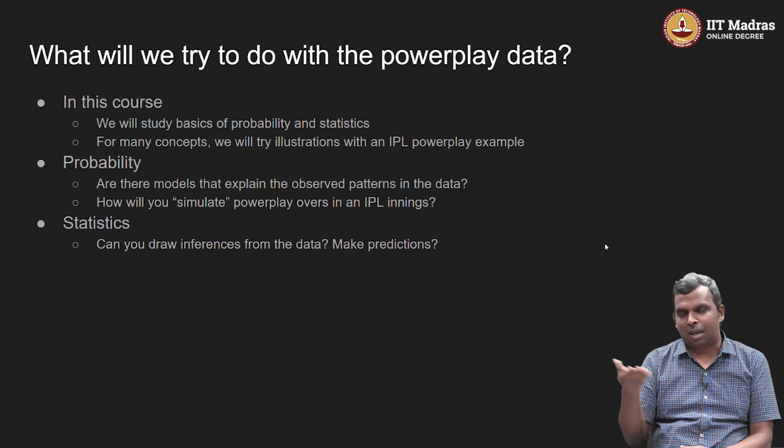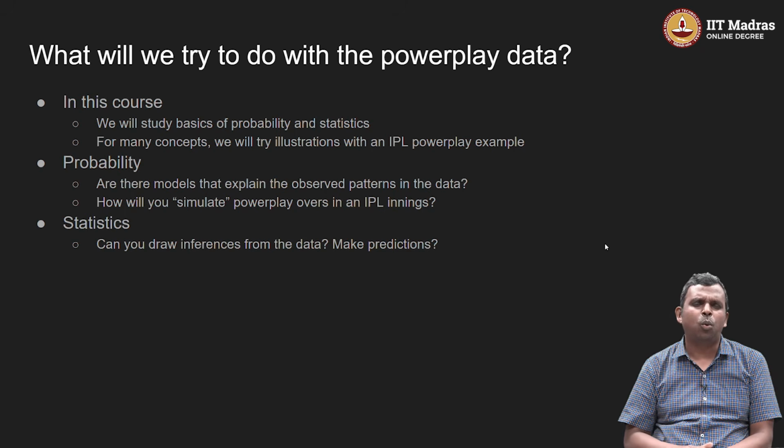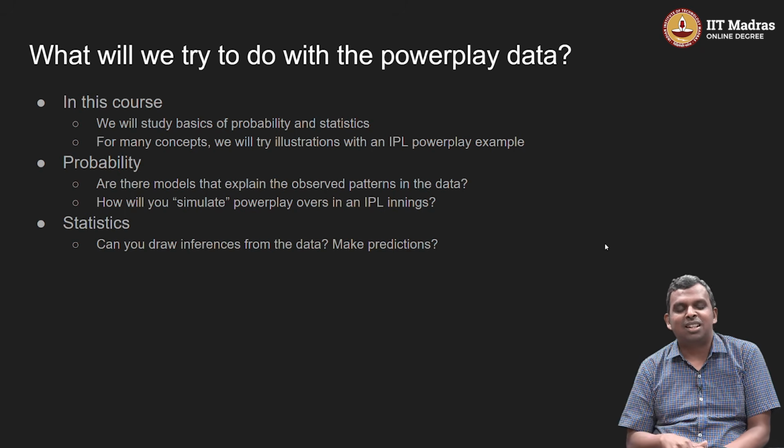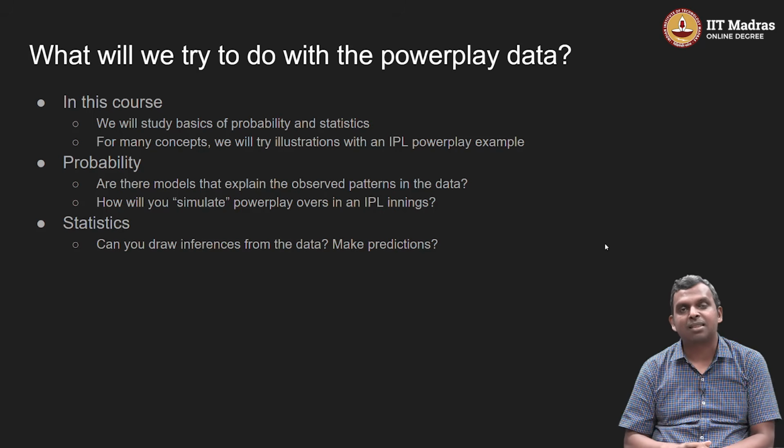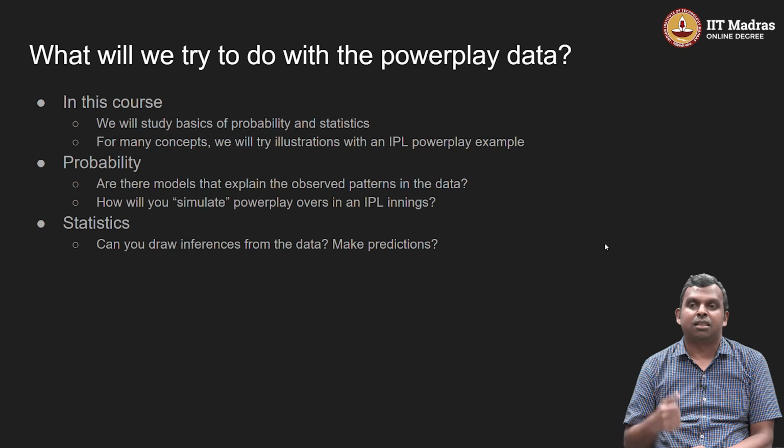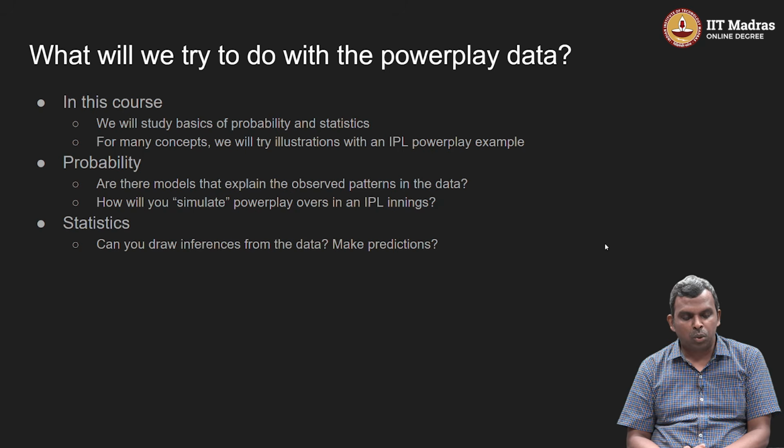But I will keep this IPL power play data as a running example to do illustrations and show you how one may use the theory we learn in probability and statistics on the IPL data, and see what happens when we do that. We won't do anything sophisticated, just simple-minded things, and ask whether there are reasonable probabilistic models for the IPL data, whether inferences that we draw from them are reasonable in some way, is it useful in some way, etc. That is something that we will try to do.